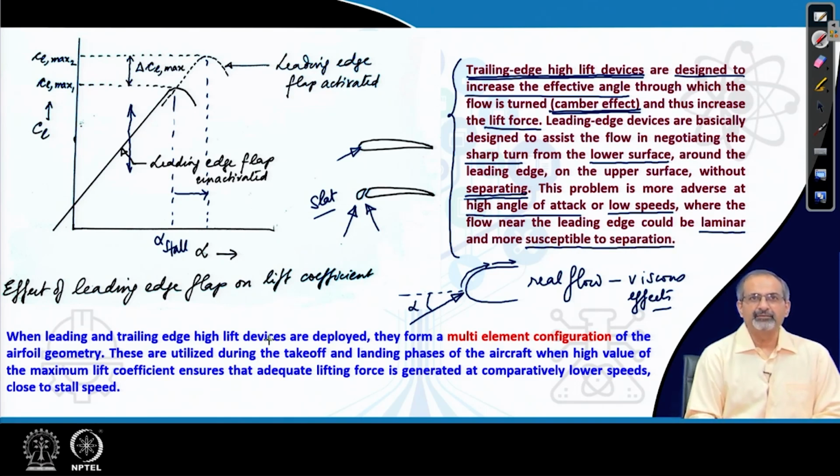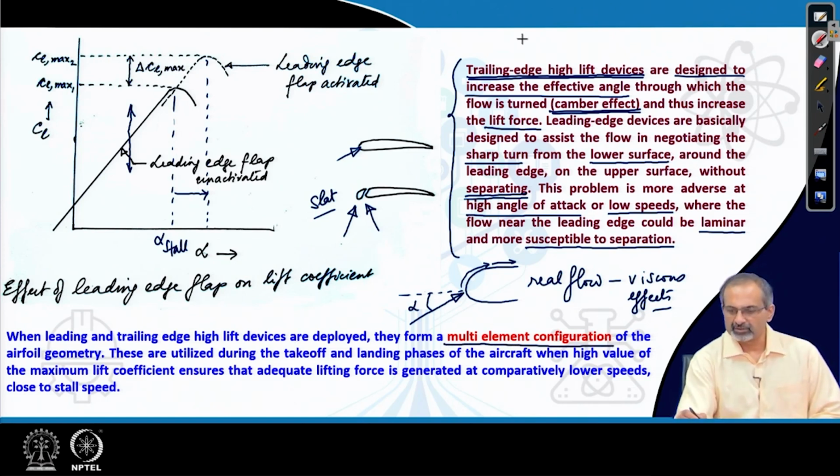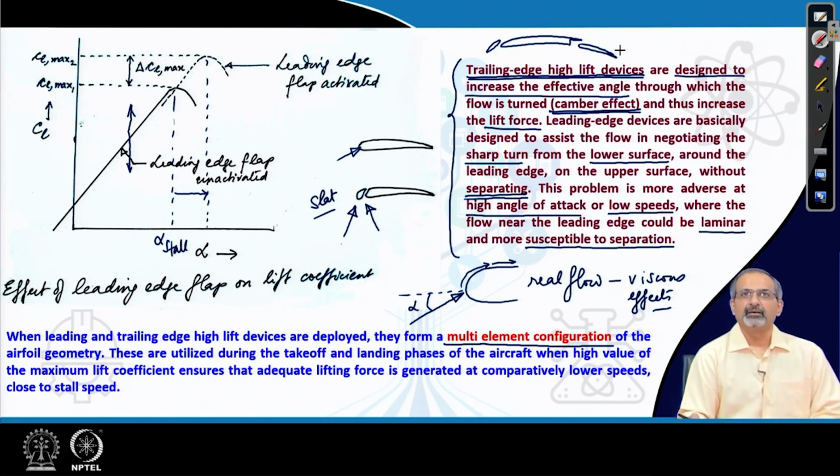When leading and trailing edge high lift devices are deployed simultaneously, we talk about a multi-element configuration, because now the airfoil looks more like a leading edge flap here, the main part of the airfoil section, followed by a trailing edge flap, and therefore, you have multiple elements which are deployed in order to create the desired effects on the flow, which augments the lift and reduces the stalling velocity and improves its performance at lower speeds.